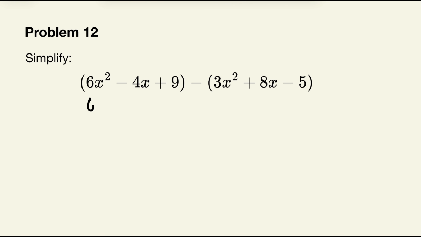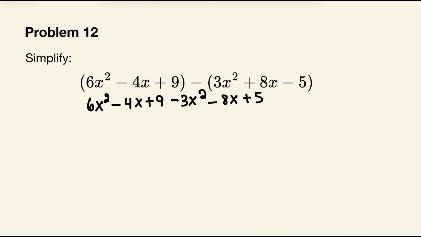We have 6x squared minus 4x plus 9. And so this minus sign is going to change the signs of each of these terms to their opposites, okay? So positive 3x squared is going to become negative 3x squared. And positive 8x is going to become negative 8x. And finally, -5 is going to become positive 5.